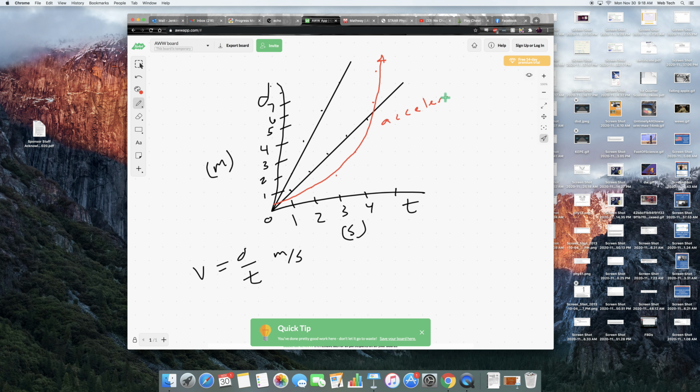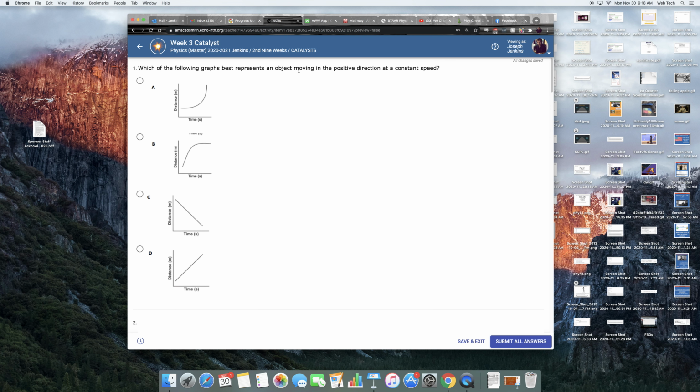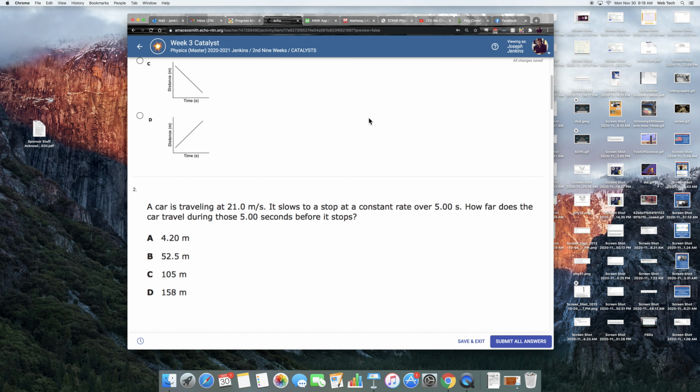Acceleration. Right here, right? And conversely, we can also accelerate in the negative direction, down that way. Let's say I'm going pretty fast like this, but I start to slow down, and that is called deceleration right there. So you're going to see these even after we get back from Christmas on your test. You need to know how to do them, right? So pick the graph that best depicts an object moving in a positive direction at a constant speed. You're going to have to do that.